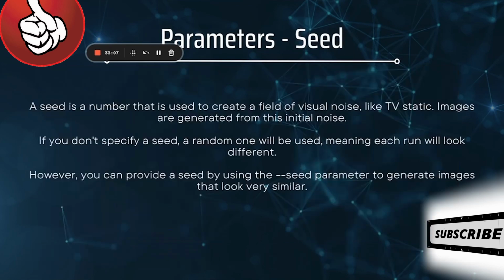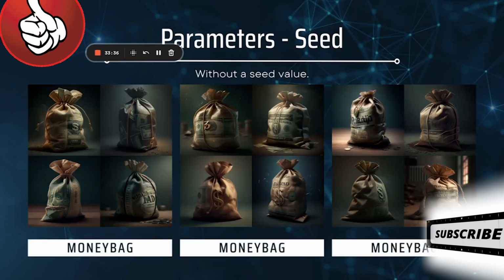So let's continue. Let's talk about the seed parameter. A seed is a number that is used to create a field of visual noise, like TV static. Images are generated from this initial noise. If you don't specify a seed, a random one will be used, meaning each run will look different. However, you can provide a seed by using the --seed parameter to generate images that look very similar.